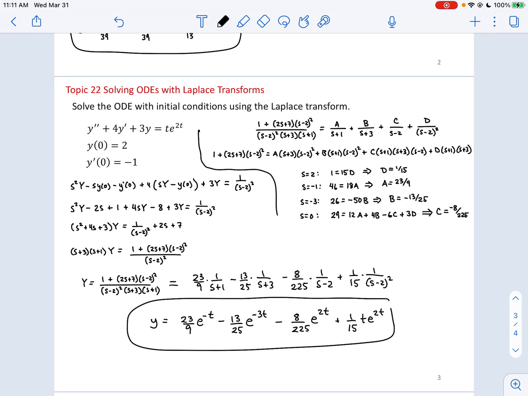All right, this wraps up how to use Laplace transforms to solve ODEs with initial conditions from start to finish, and using a partial fraction decomposition as a fundamental tool for accomplishing this task.